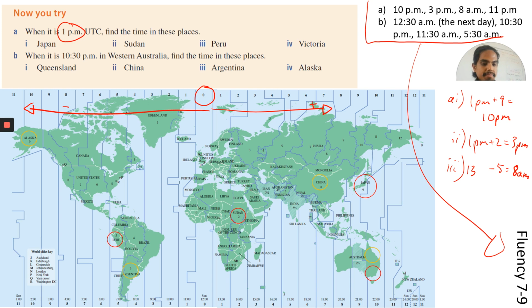in Peru. Finally, Victoria, over here in Australia, we are in the +10. So we are going to do 1 p.m. plus 10 is equal to 11 p.m. So that was A. Now let's do B.